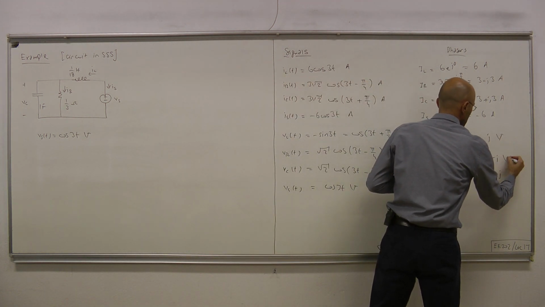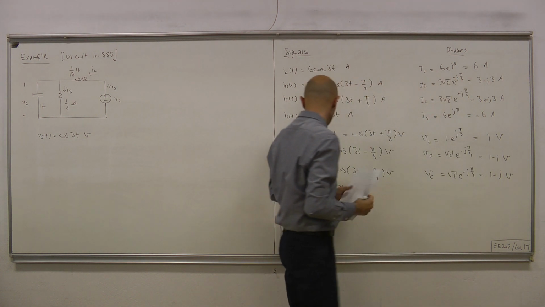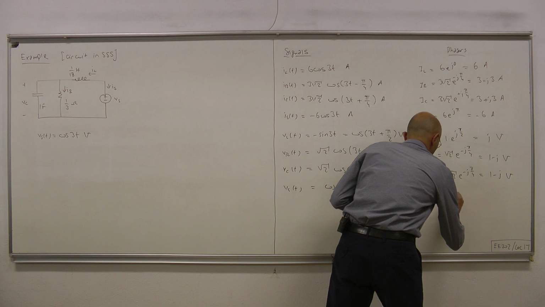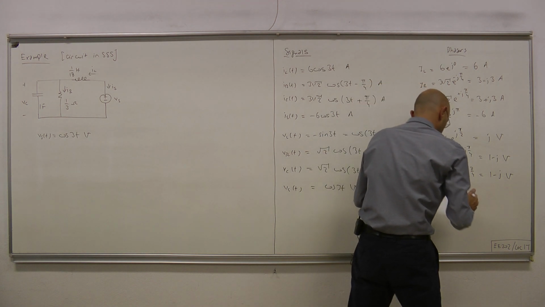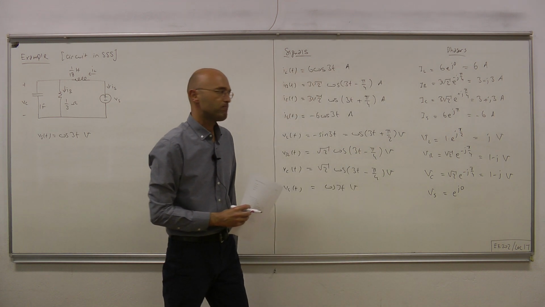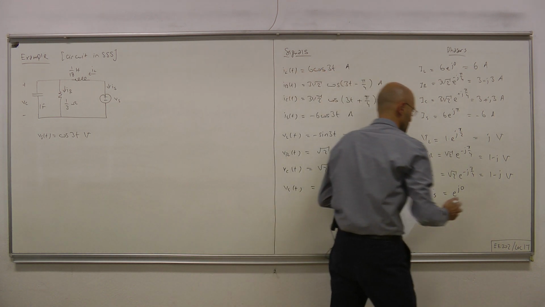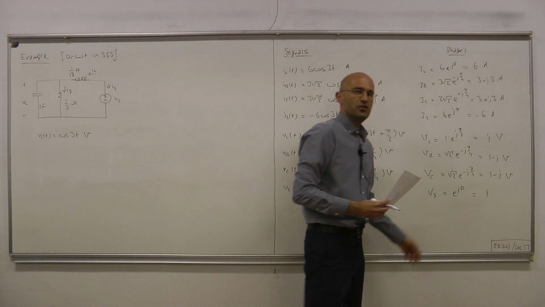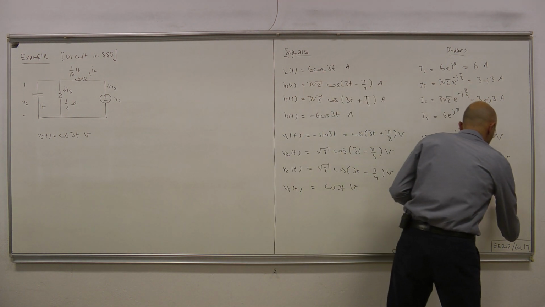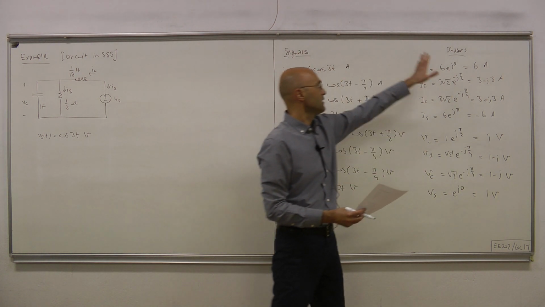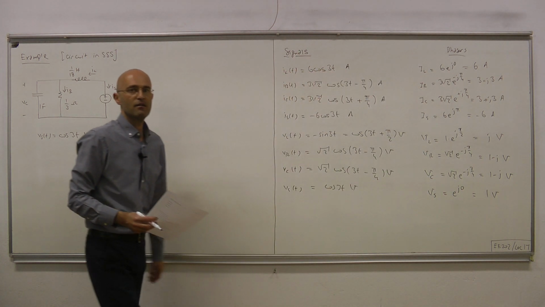Volt, volt, volt, and finally Vs, the phasor of the source, is 1 times e to the j0 in polar coordinates, and in rectangular coordinates is just 1 plus j0 volts. Okay, so these are the signals and these are the corresponding phasors.